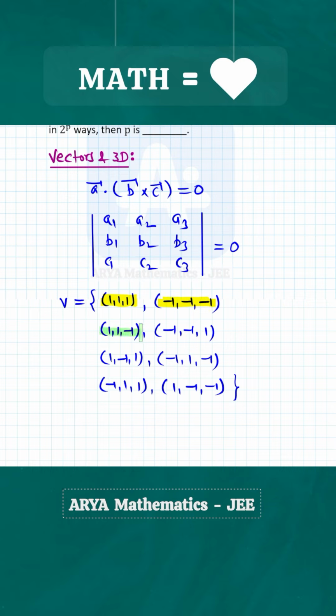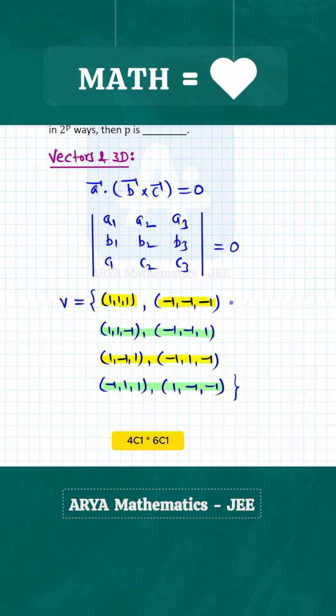Similarly, the next two vectors are collinear. They are in the same straight line. In fact, if one is vector A, the other one is -A. Again, these two vectors are collinear, and finally, these two vectors are collinear. So basically, we have 4 pairs of collinear vectors. And if we need 3 coplanar vectors, then we'll select any one of these 4 pairs, and then from the remaining 6 vectors, we'll select one vector.